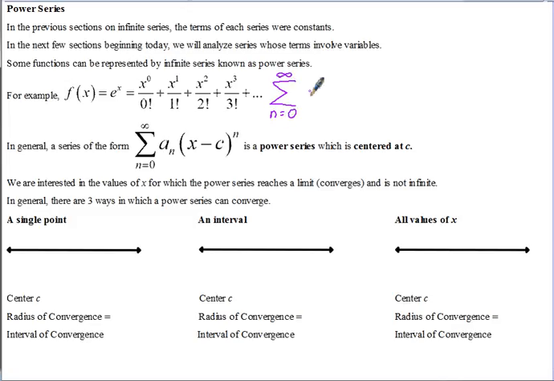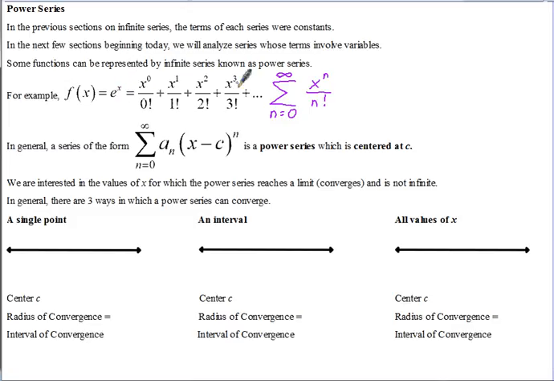And then the formula is not too hard to write for this one. It would be x to the n, so that might be x to the 0, then x to the first, then x to the second, over n factorial. So that's another way of writing this function e to the x.